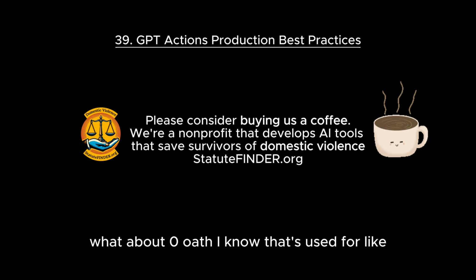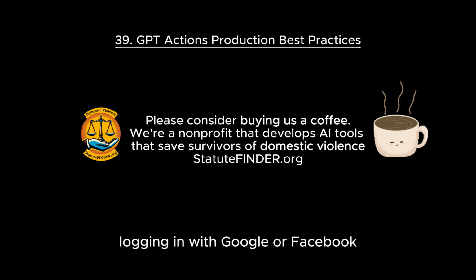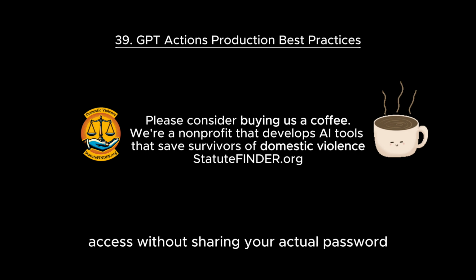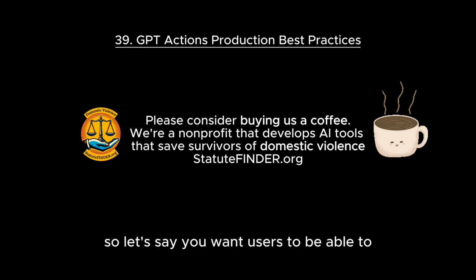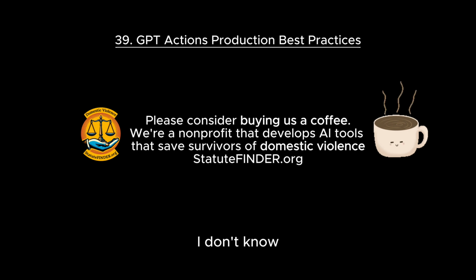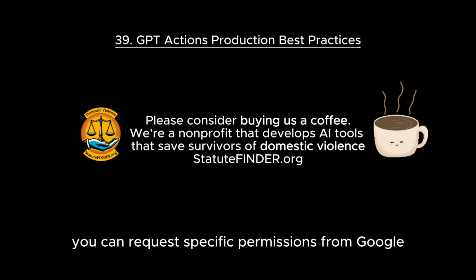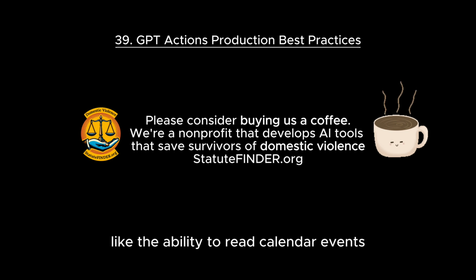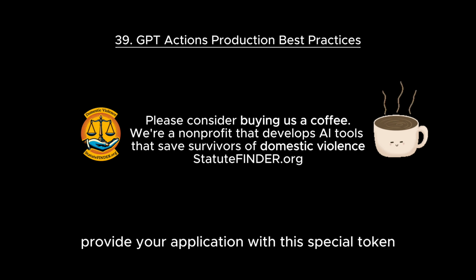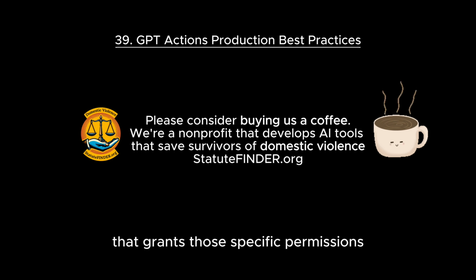What about OAuth? I know that's used for logging in with Google or Facebook. Yeah, exactly. OAuth is a way to delegate access without sharing your actual password. So let's say you want users to be able to access their Google Calendar through your application. With OAuth, you can request specific permissions from Google, like the ability to read calendar events. And then Google will provide your application with a special token that grants those specific permissions, but you never have to actually handle the user's Google password directly.